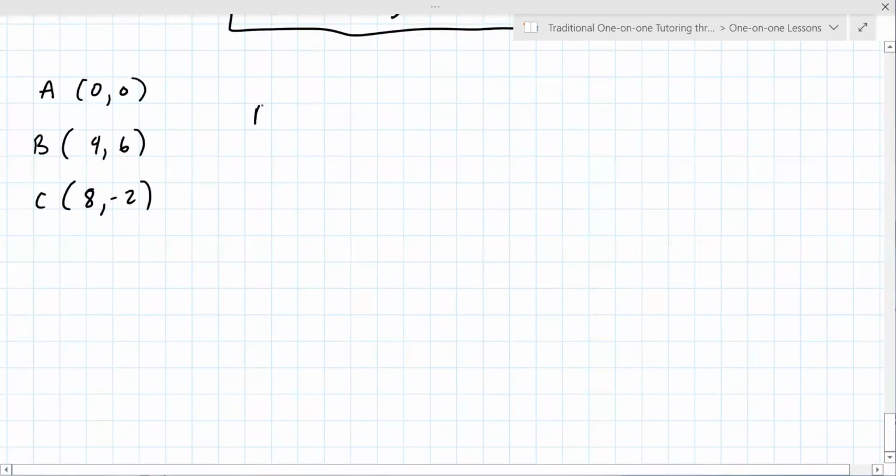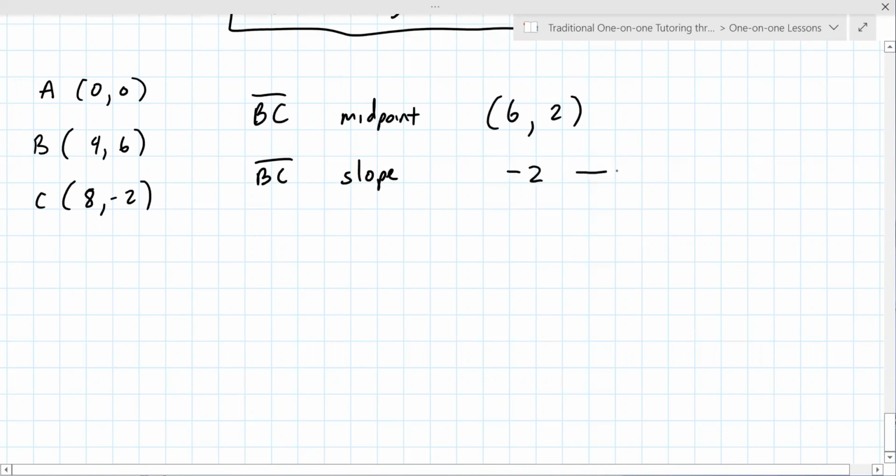Okay, so now we wanted to find the midpoint of BC. The midpoint of BC was 6, 2, and then we wanted the slope of BC, which ended up being -2. Okay, now we need to find the perpendicular slope. So you have to flip this, but notice it's not a fraction, so you make it a fraction. So when you flip it, 1 goes on the top, -2 goes on the bottom, but there's one more thing. What's the last thing you do after you flip it?